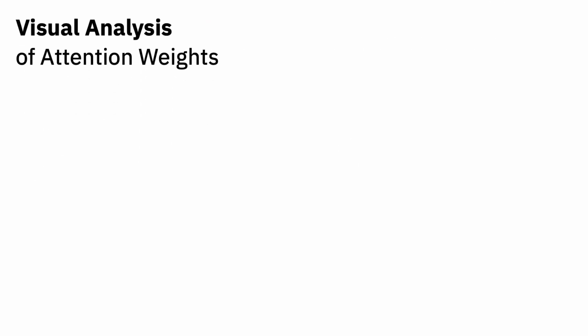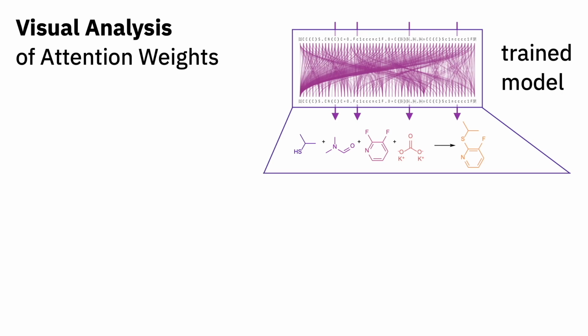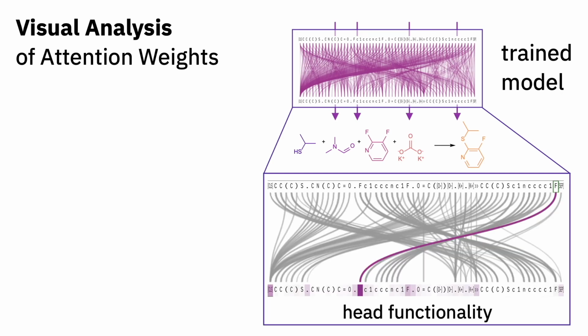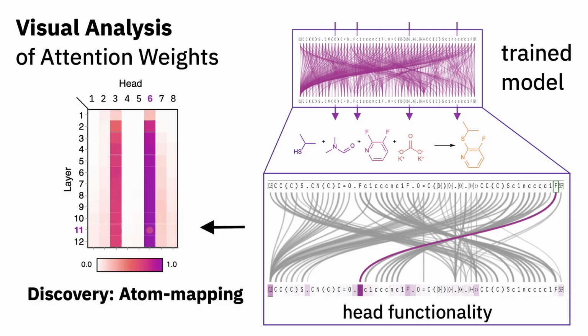Once we had a trained model, we visually inspected the attention weights. The mind-blowing discovery was that all the models had captured how atoms rearrange during a reaction. This challenging task is also called atom mapping. We used the atom rearrangement signal to build Reaction Mapper.